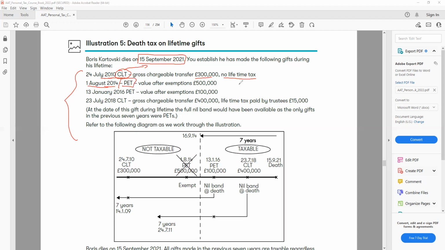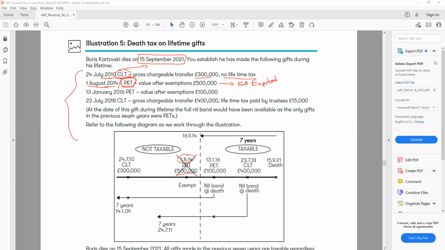So this one is fully exempted, and we really don't have to consider it at all. It is fully exempted because the person survived 7 years from the day of the gift. Only for the PET do we calculate that. You can see this one: they said the gift made on 1st of August 2014 is paid, it is fully exempted, that's why they cross it. So this is not chargeable on death at all because he died after 7 years.